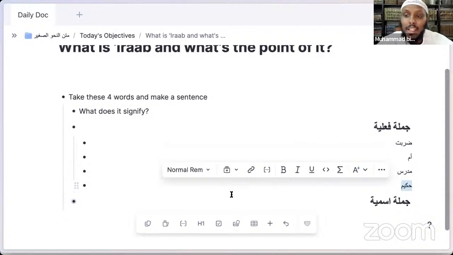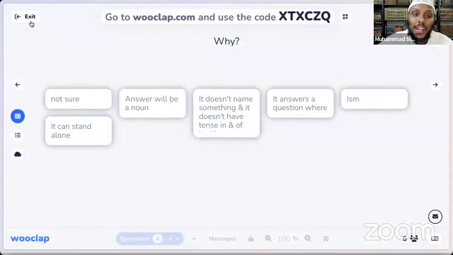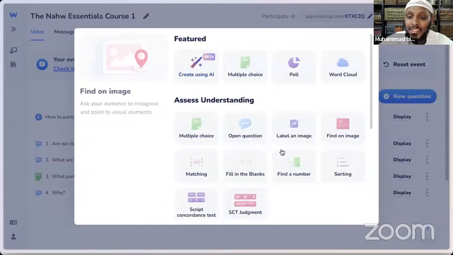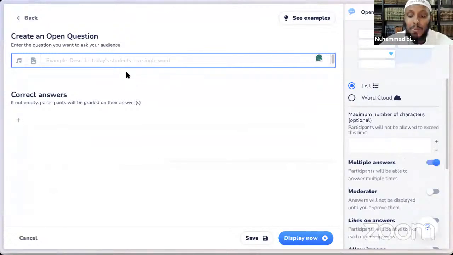مدرس, and Hakim. I want you to take those 4 words and write a sentence with full harakat. Add the harakat. So that's my question to you. I don't care which order you put the sentences in, but just make sure you use all four words. And you don't need to add any other words, just strictly those four words only.